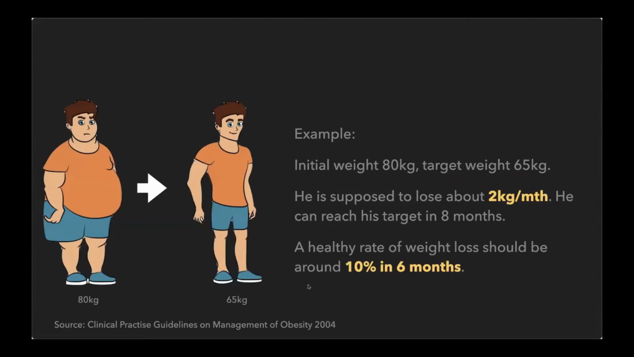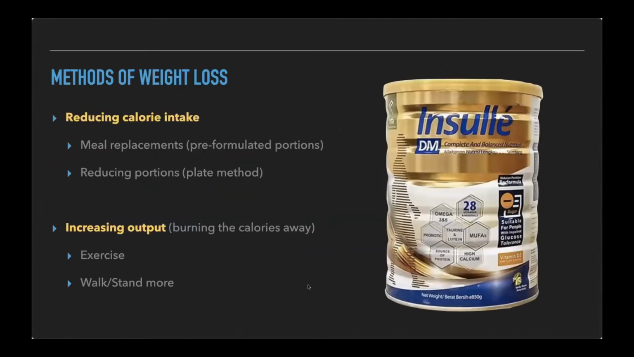Now, this is an example. If the person initially weighs 80 kilograms and his target weight is about 65 kilograms, he's supposed to lose about 2 kilograms per month. If he sticks to this 2 kilograms per month, he can reach his target in 8 months. A healthy rate of weight loss should be around 10% in 6 months.